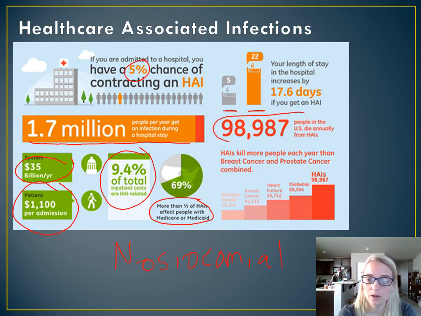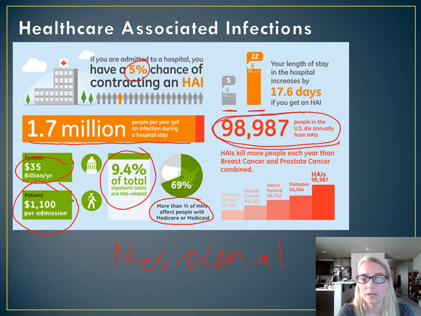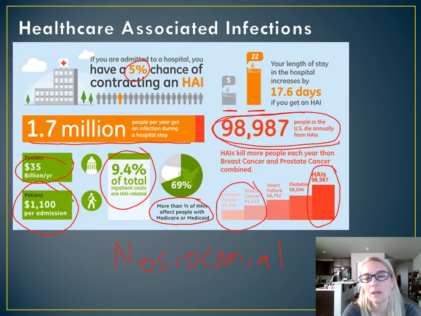Almost 100,000 people die in the US, just in the United States, from healthcare acquired infections. And it kills more people than breast cancer and prostate cancer combined. Right? So there's that almost 100,000. Breast cancer and prostate cancer looks like they account for maybe about 60,000 deaths. It's pretty sad. And here's the kicker.